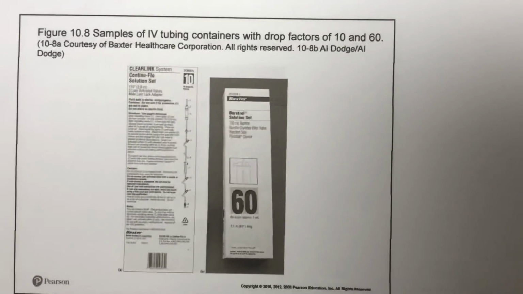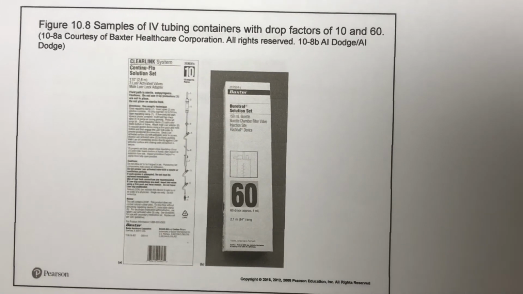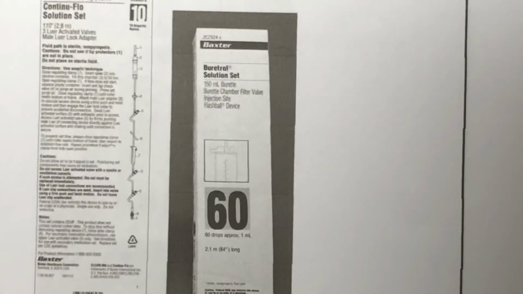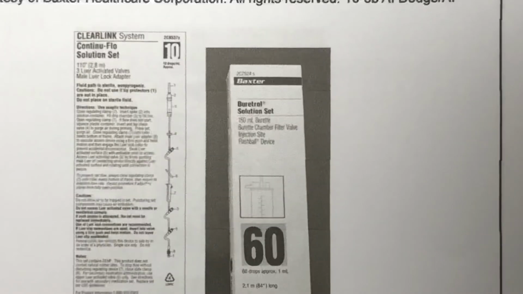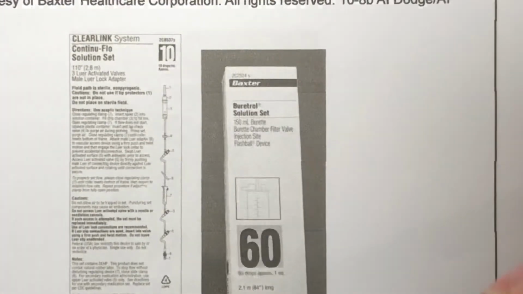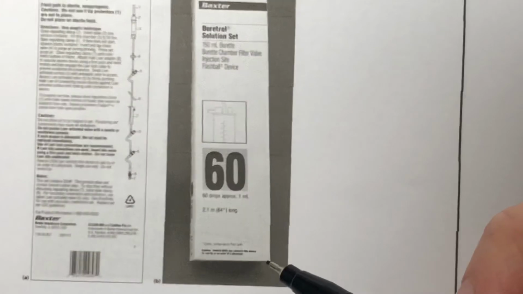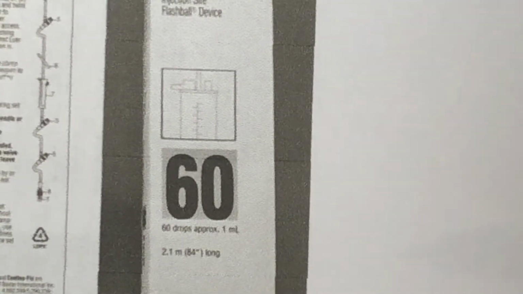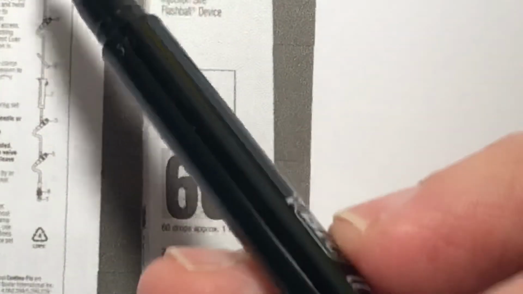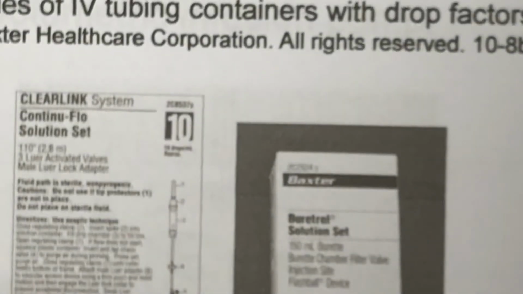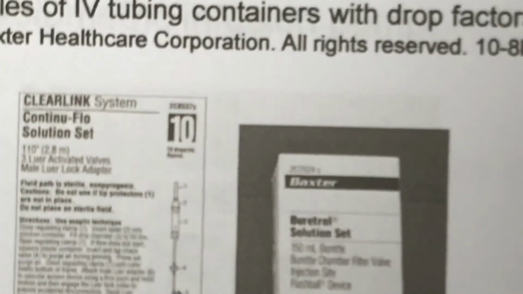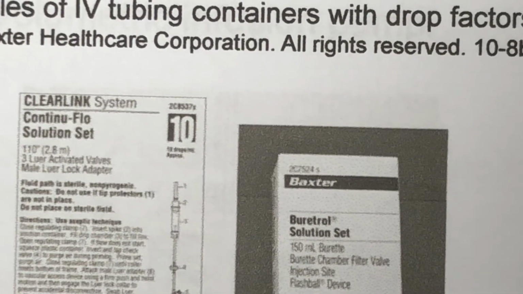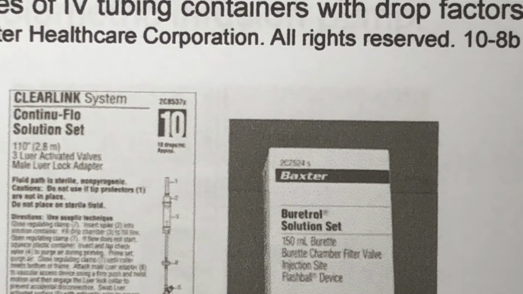All right. Here are some samples of labeling for IV tubing. If you zoom in really close, this one says 60 drops per 1 milliliter, so that would be the drop factor. The other one has a drop factor of 10. If you look right in here, it's really hard to see. It's not a good picture. I'm sorry for that.